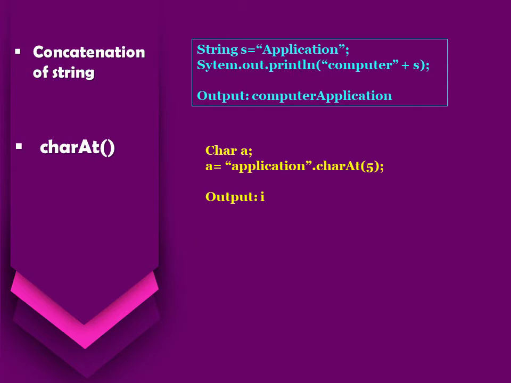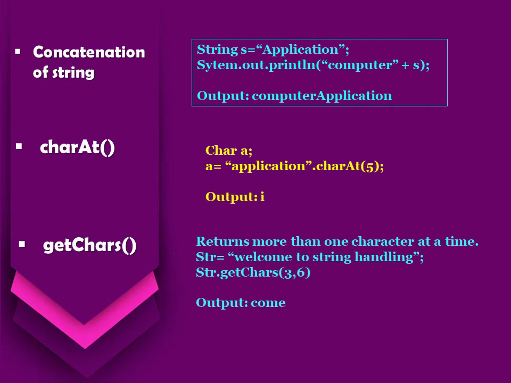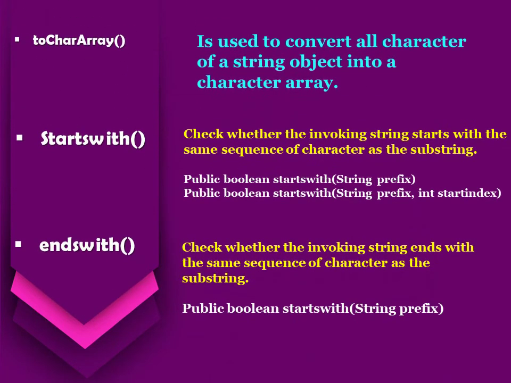Next one is the charAt method. If you want to find any character at a specified position, that character will be printed by simply calling charAt of an integer value. Next one is getChars. getChars returns more than one character at a time. If I want to print only a substring, for that I can give two integer values, the starting value and the ending value of the substring.